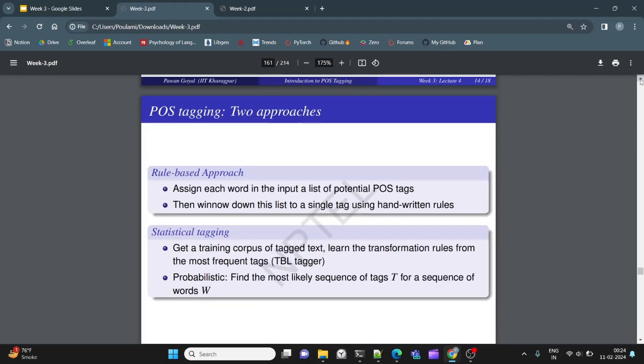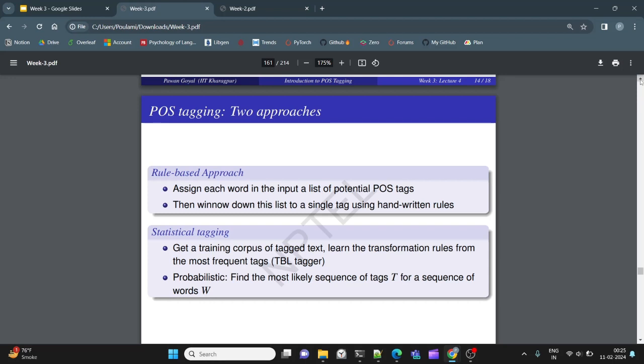We can discuss this. So, what are the approaches to part of speech tagging? One is a rule-based approach. Here, we assign each word in the input a list of potential part of speech tags, and then we simply use handwritten rules, and using that, we boil it down to a single tag.